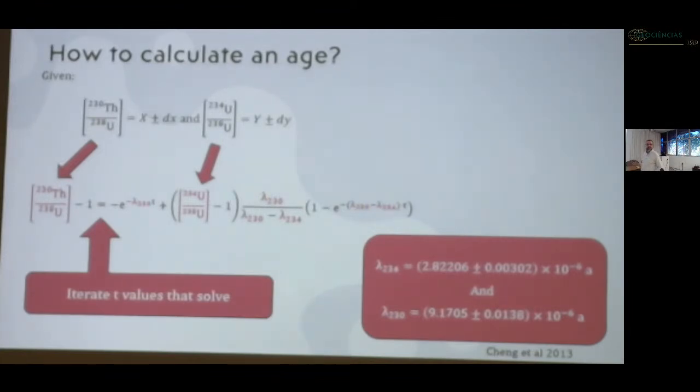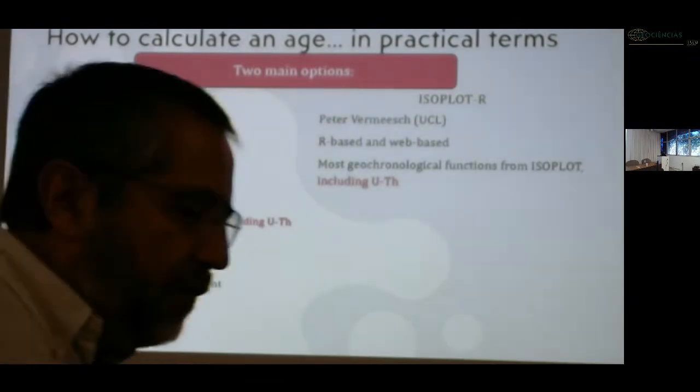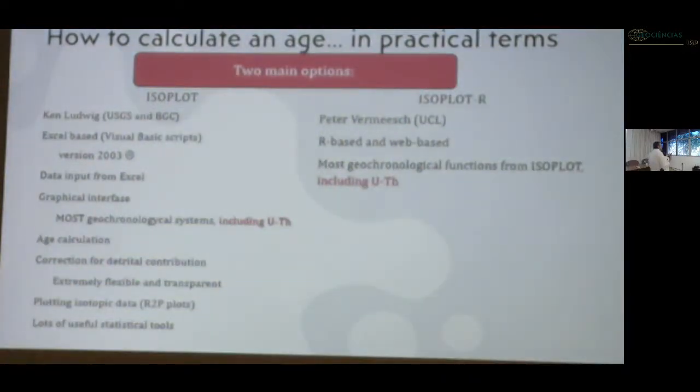But I'm sure that this doesn't give you more light. So how do we actually do it? There are several softwares to do it. You can actually do it in Excel. You can write software. But there are two main options to actually get the ages, two softwares that are very, very easy to work with. One of them is Isoplot, and the other one is IsoplotR.